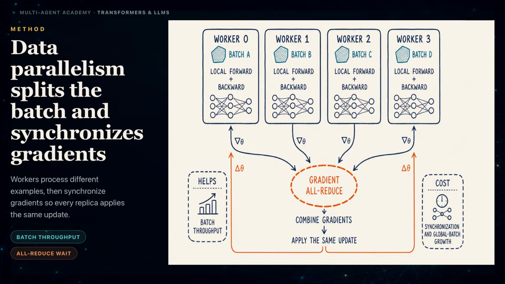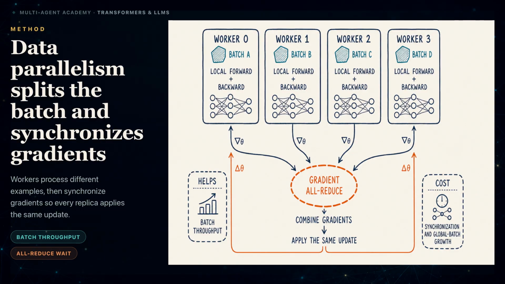Data parallelism places a complete model replica on each worker and gives each worker a different part of the training batch. Every worker performs its own forward and backward pass. The workers then combine their gradients, usually with an all-reduce operation, so every replica applies the same update. This method is effective when one model replica fits on each worker and a larger global batch improves throughput. Its main communication event is gradient synchronization.